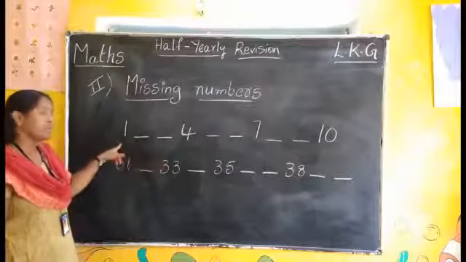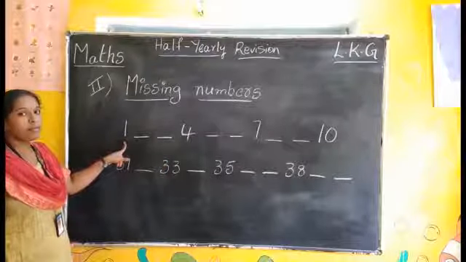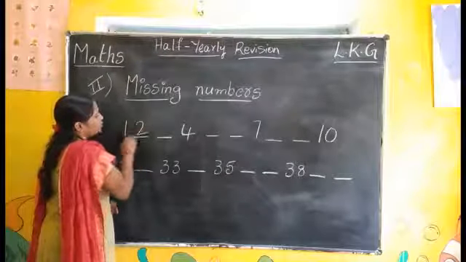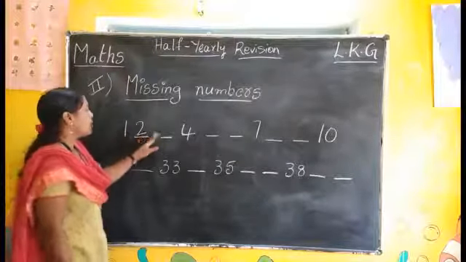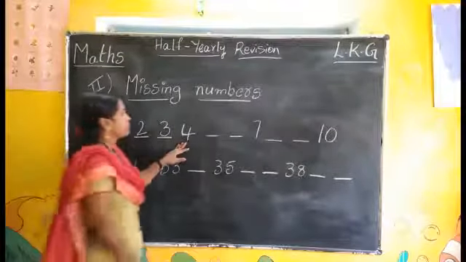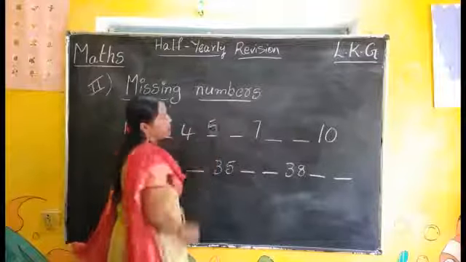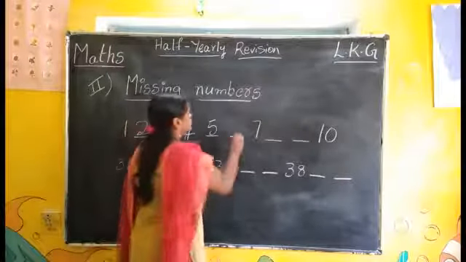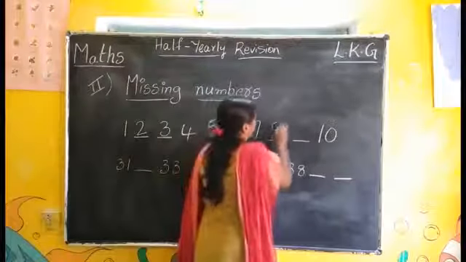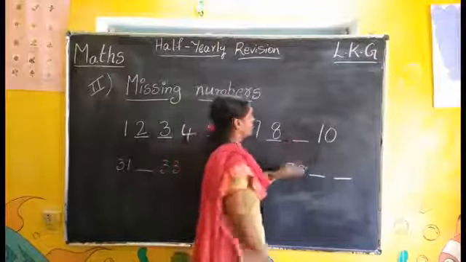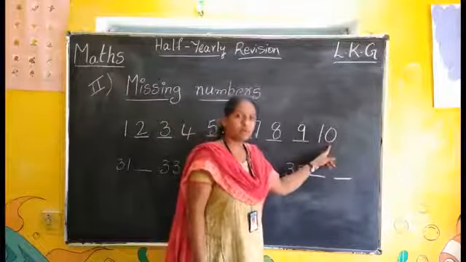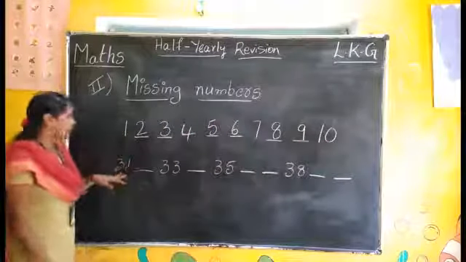First, we have to identify the number. What is this number? 1. Now, next, 2. So, write here number 2. Now, next, 3, 4, 5. Now, next, 6, 7. 8, 9. Now next 1, 0, 10. Okay. Now next number.